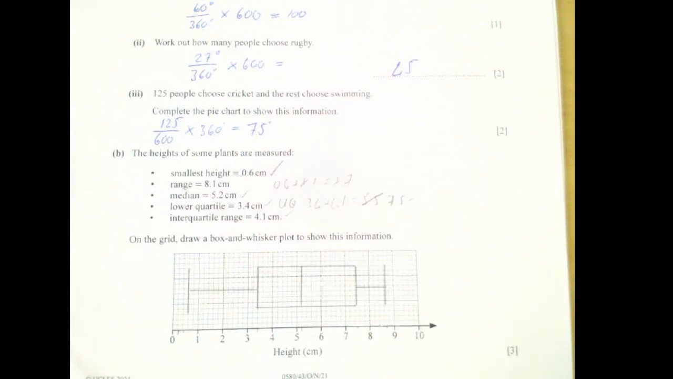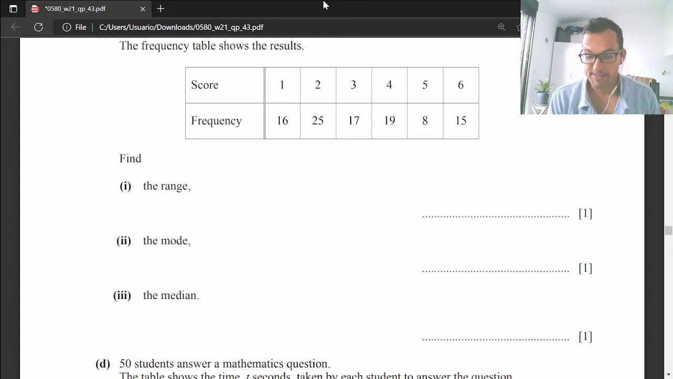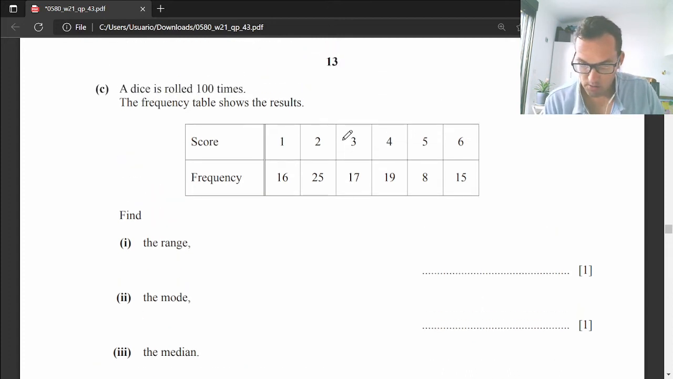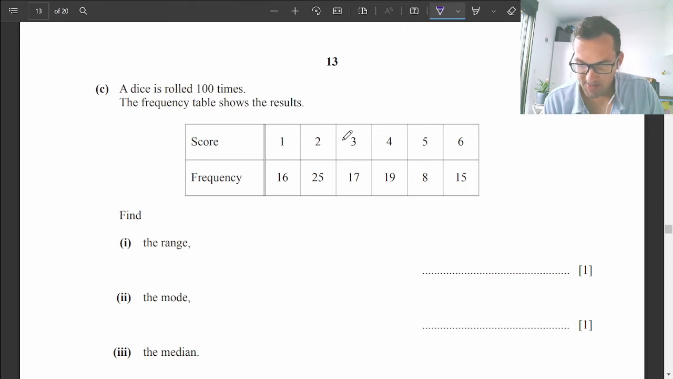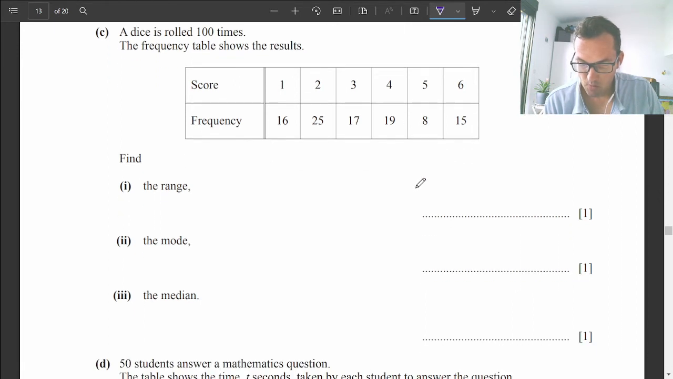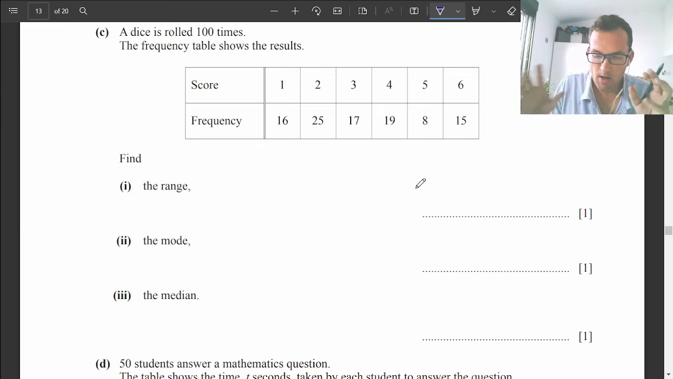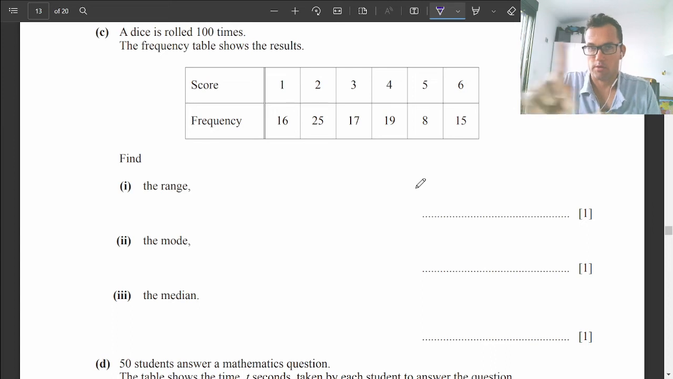And we've done it. Question 8C. The frequency table shows us some results of a dice that was rolled 100 times. Now we need to understand exactly what this table means. Okay, it means if we line up all the rolls, all the dice. Imagine we got 100 dice and they all got a number on it. First we'll have 16 dice that's got a 1 on it. 16, imagine them in a row. Each dice is on a 1.